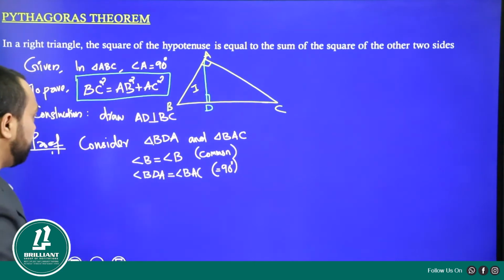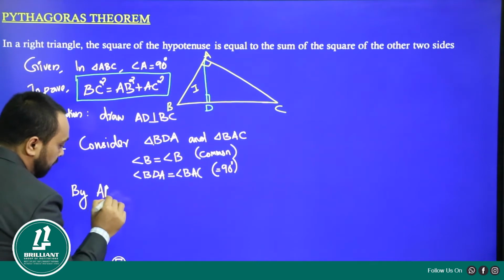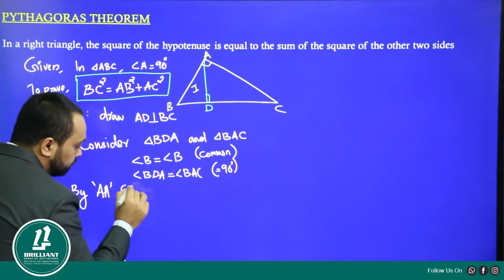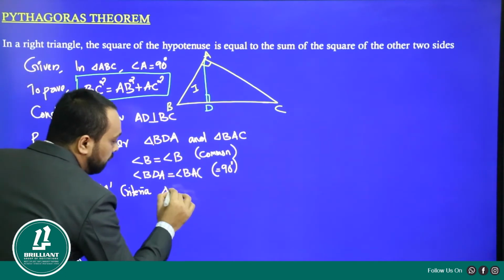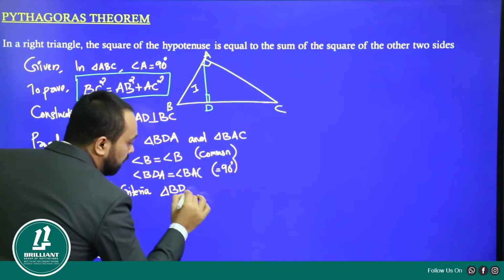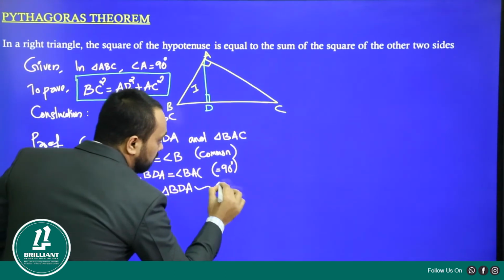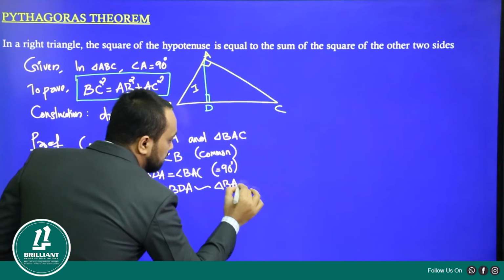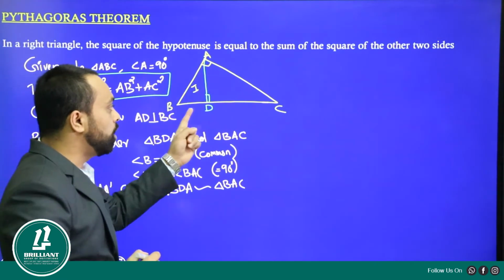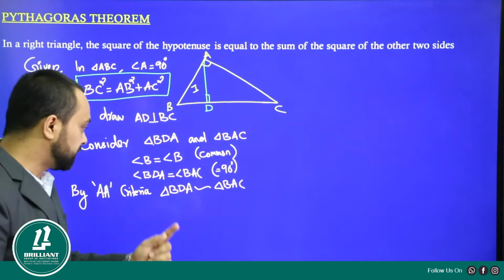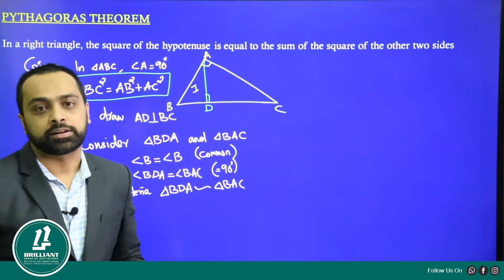So by using AA criteria, angle criteria, we can say that triangle BDA is similar to triangle BAC. So we proved that these two triangles, the leftmost triangle and the outer triangle, in this specific order, BDA and BAC, are similar triangles.